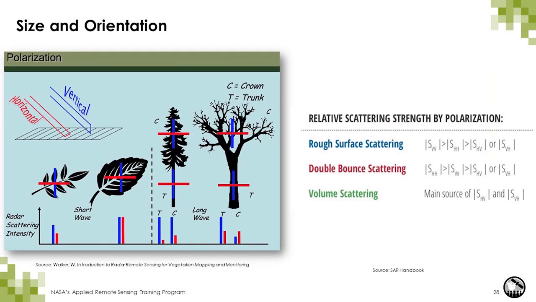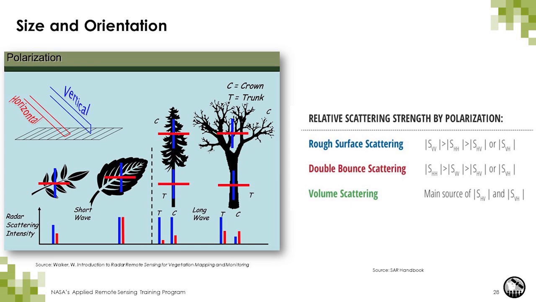This is an example of size and orientation of the components on the surface. On the left, there are two different leaves. A vertically polarized wave from a shorter wavelength, such as, say, X-band or C-band, will interact with the vertical components of the leaf, depicted in blue, and a horizontally polarized wave will interact with the horizontal components of the leaf that's depicted in red. So the first leaf has slightly more vertical structure than horizontal structure, and hence the energy scattered back from the vertically polarized wave will be higher than the horizontally polarized wave. And for the second leaf, it's about the same, the vertical and the horizontal structure. So the energy scattered back from the vertical and horizontal waves is going to be about the same.